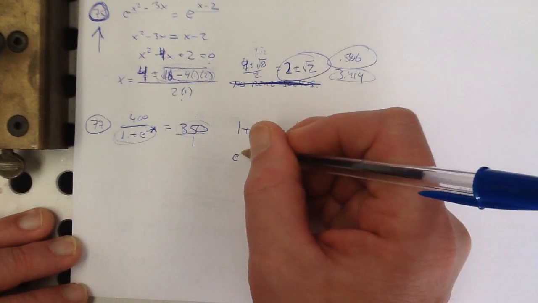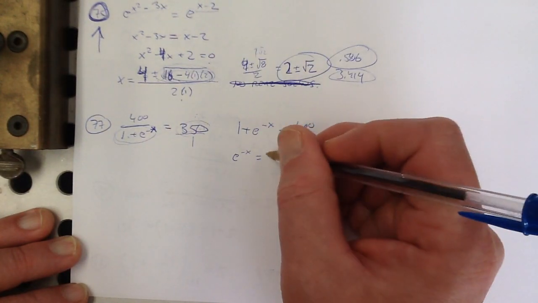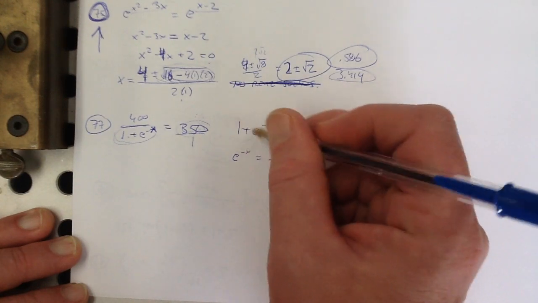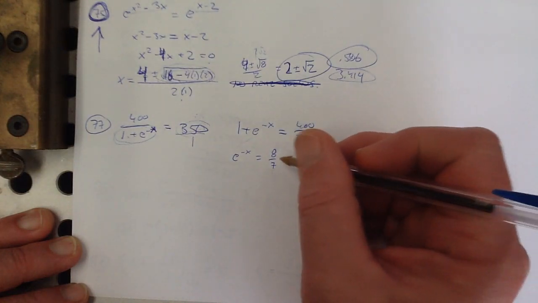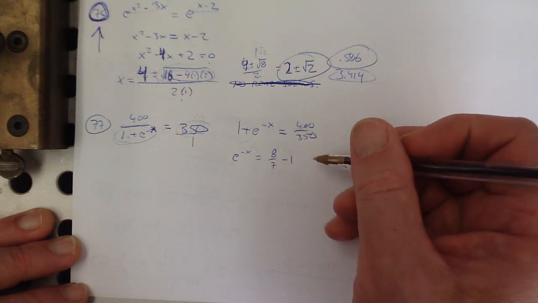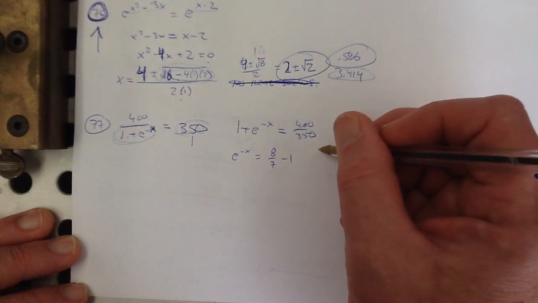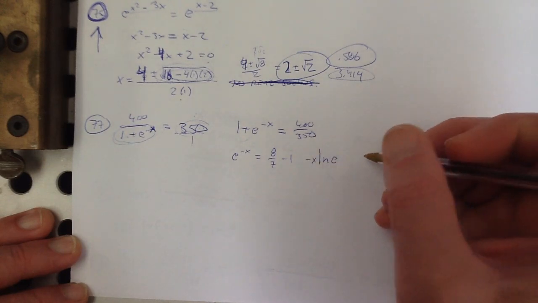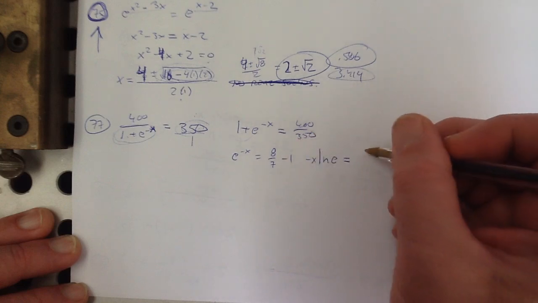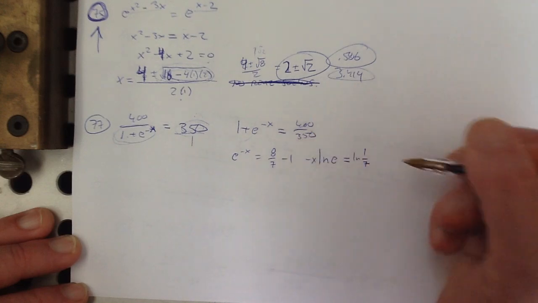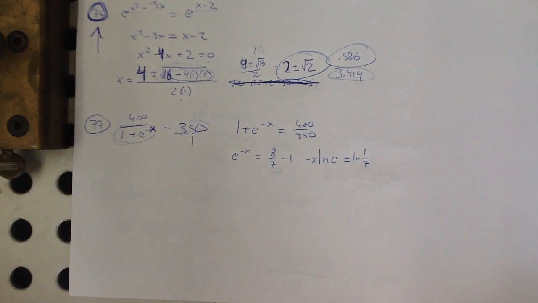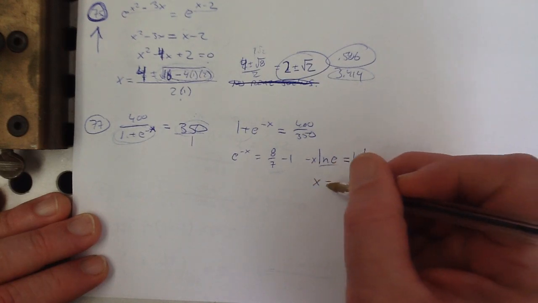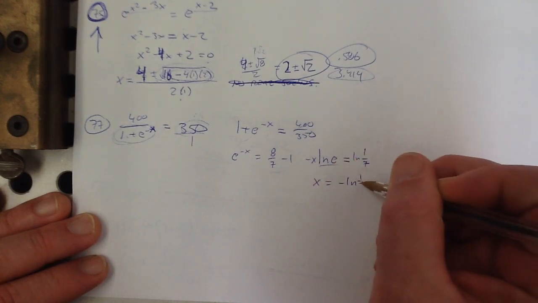Okay, so then e to the minus x is equal to whatever. I guess I could reduce that, 400 over 350 is 8/7, and then subtract the 1. So that's just 1/7, isn't it? And so then natural log both sides. Natural log of e to the negative x, but the negative x can come outside. That's why I make that move. And then that's natural log of 1/7, because 8/7 minus 1 is 1/7. Natural log of e is just 1, so x is equal to negative natural log 1/7.